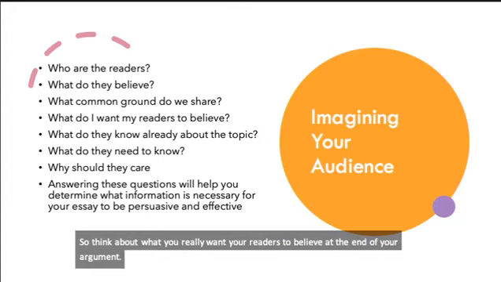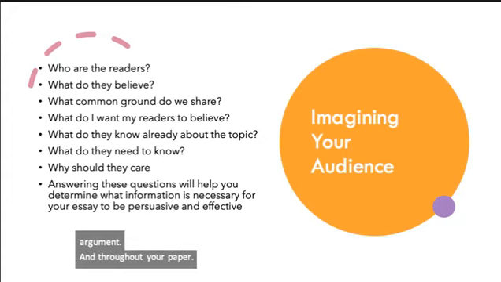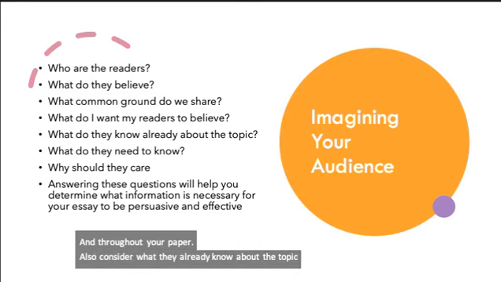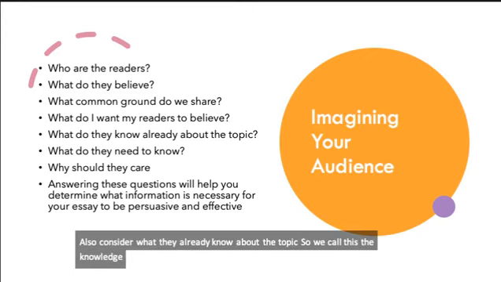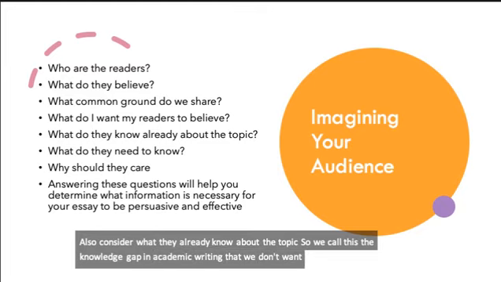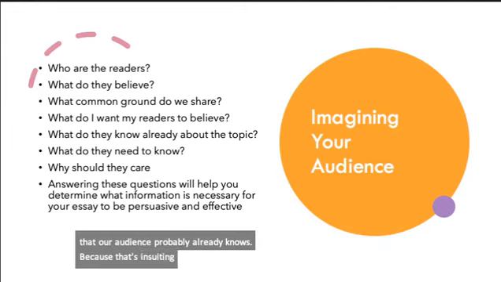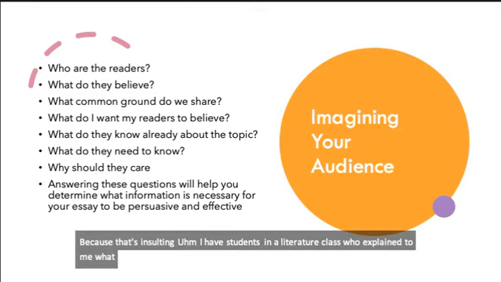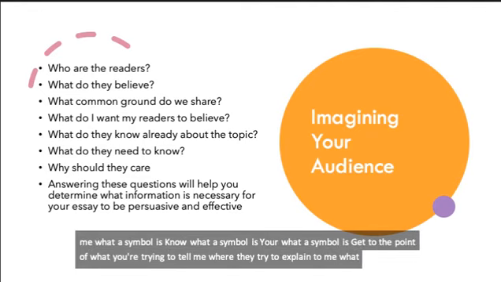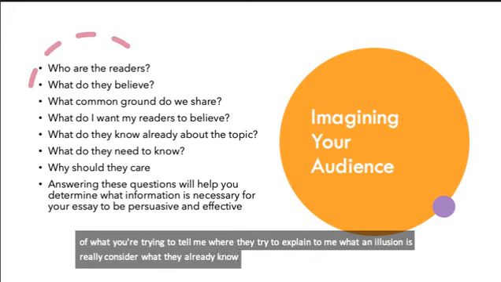Also consider what they already know about the topic. We call this the knowledge gap in academic writing. We don't want to say things in our paper that our audience probably already knows, because that's insulting. I have students in a literature class who explain to me what a symbol is. Like, I know what a symbol is. Your classmates know what a symbol is. Get to the point of what you're trying to tell me. Or they try to explain to me what an allusion is. Really consider what they already know, and remember that as you're writing.